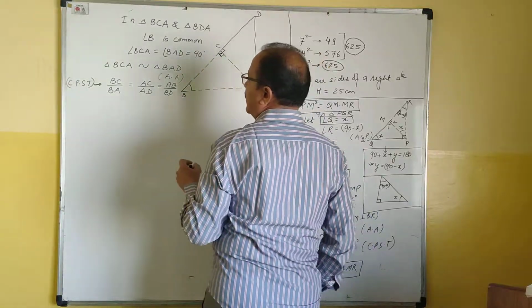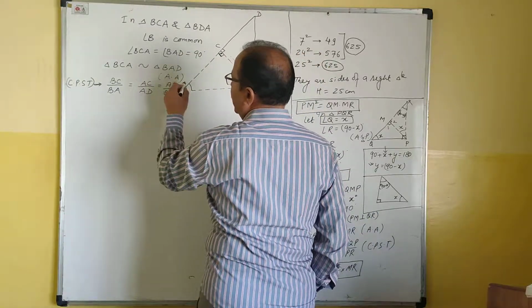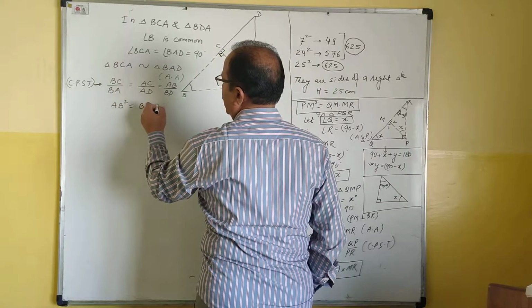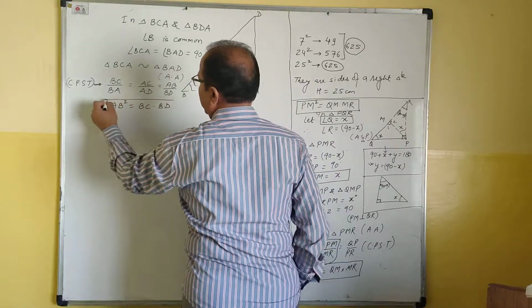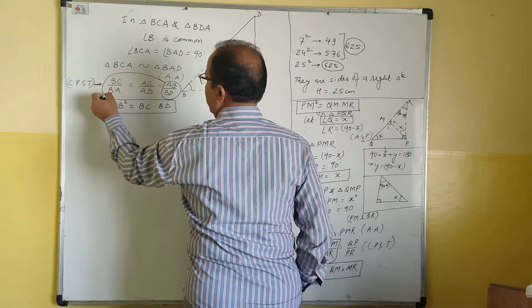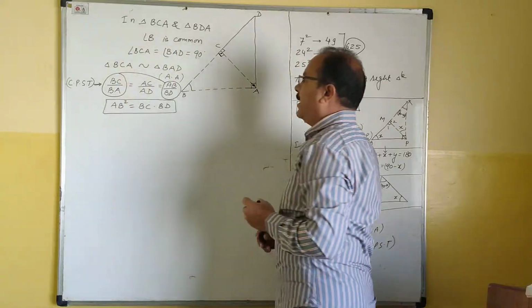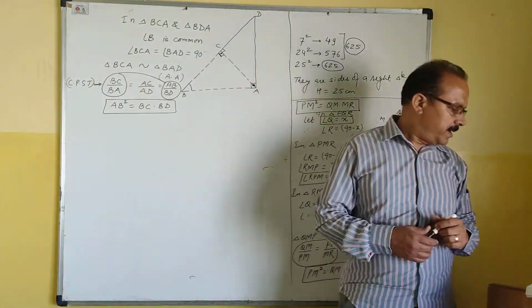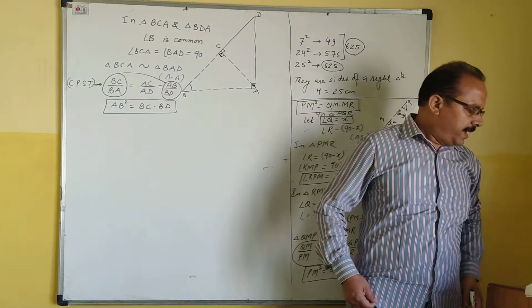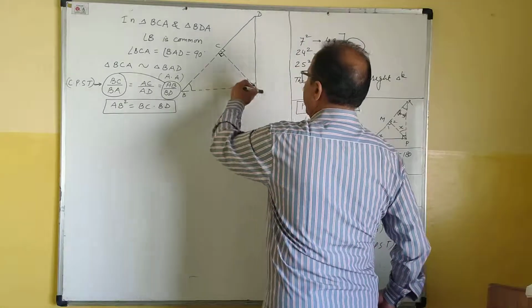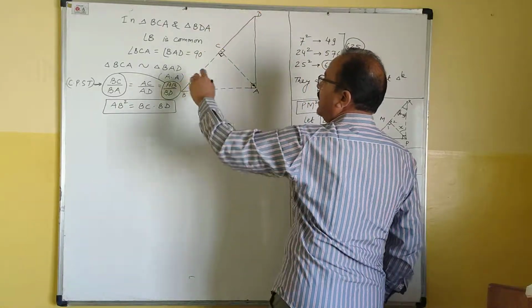This implies, now what we have to prove? We have to prove that AB square is equals to BC·BD. This we have to prove. We will be obtaining this from these two things. AB square is equals to BC·BD. Now next is AC square. Now next again, AC square is equals to CD·BD.